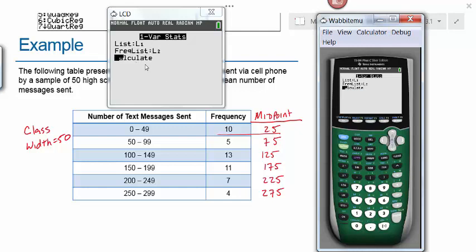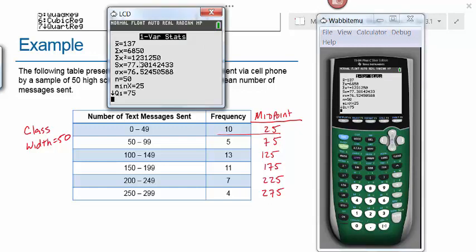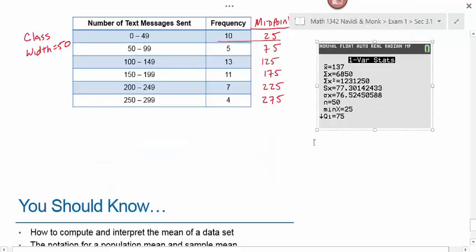If your screen doesn't look like this and you just see one variable stats on your home screen, you're going to have to hit second 1, comma, second 2. Then we calculate, and this is what we get. It looks like there were an average of 137 text messages sent. The mean is going to be this number right here.